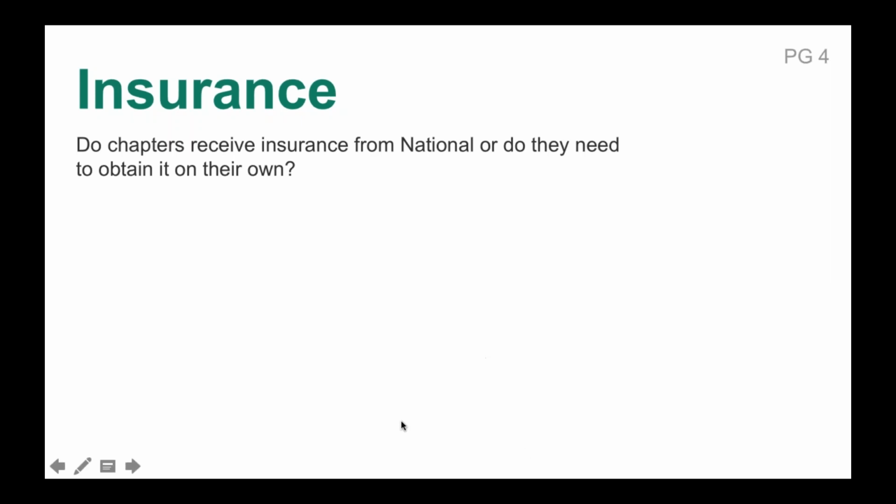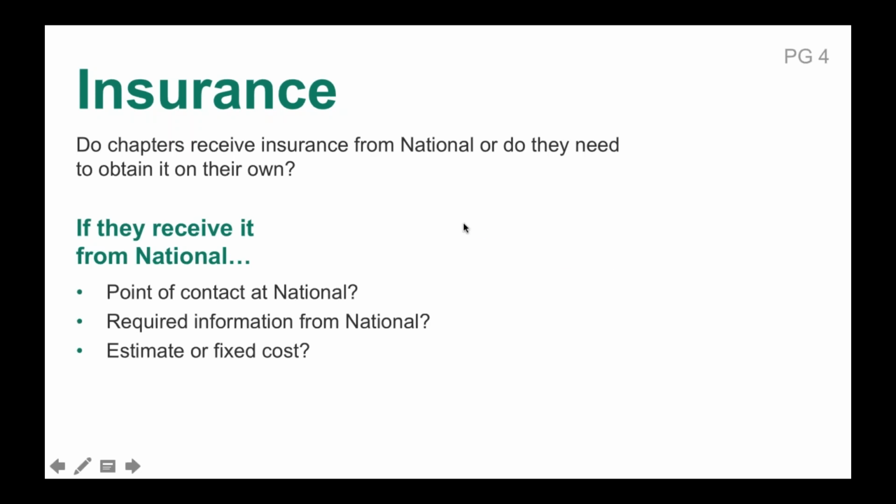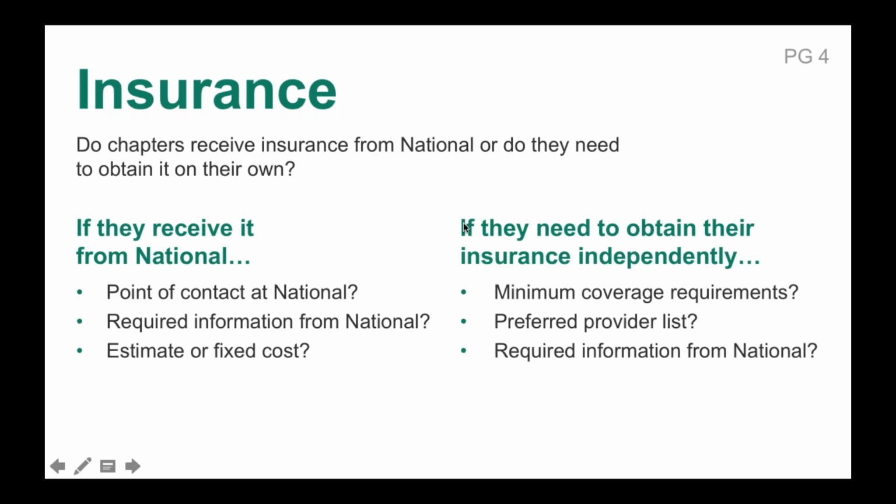So a question that we ask you as you're thinking about strengthening your chapters, and this is another foundational pillar on the risk side, is: do chapters receive insurance from national, or do they need to obtain it on their own? As we're thinking through some of these things, if they receive it from national, do they have a point of contact at national? Do you have that written clearly in your affiliation agreement? Is there an estimated or fixed cost that they're paying, or is that included in the per capita dues?